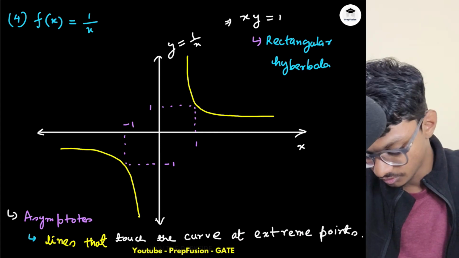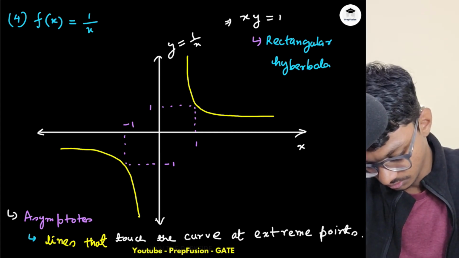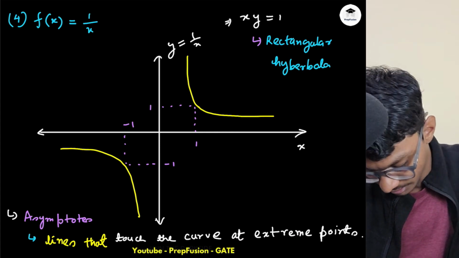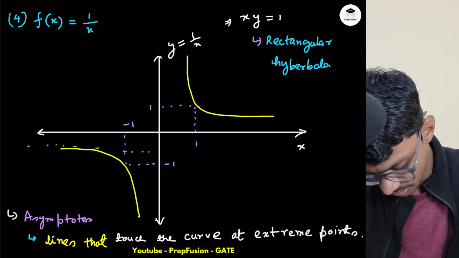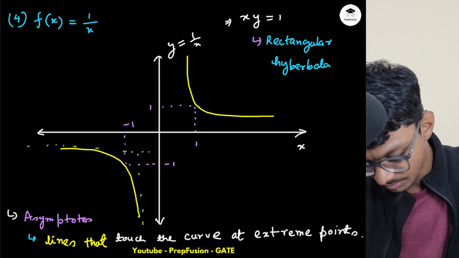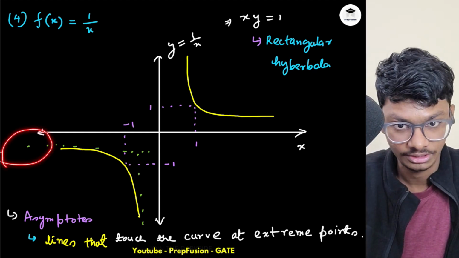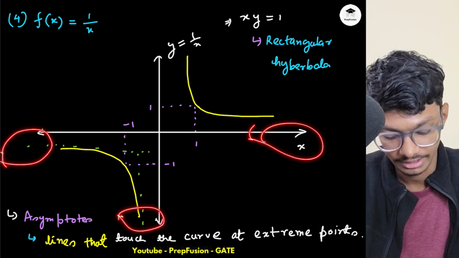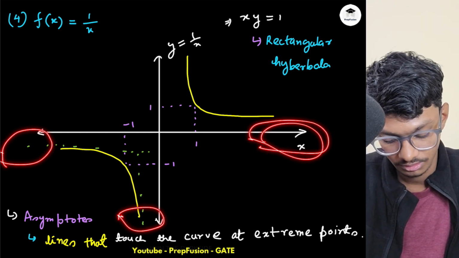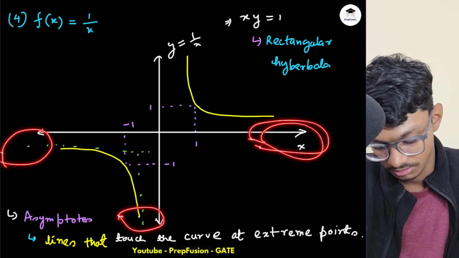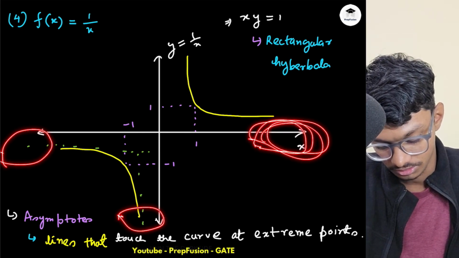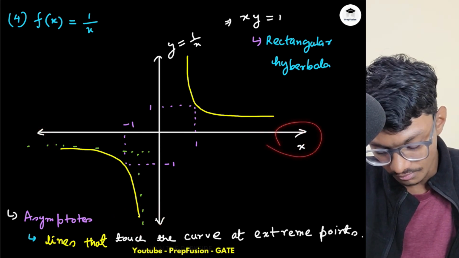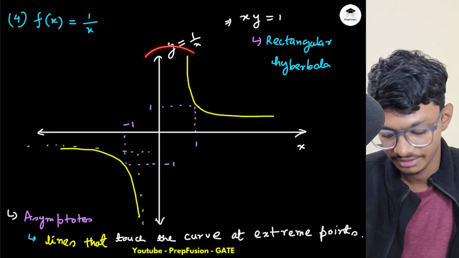So the asymptotes will be something like this. The asymptotes I am drawing here, basically these are my asymptotes, right? These are my asymptotes, because what are the extreme points? The extreme points are x equals minus infinity, y equals infinity, and x equals infinity, y equals infinity.